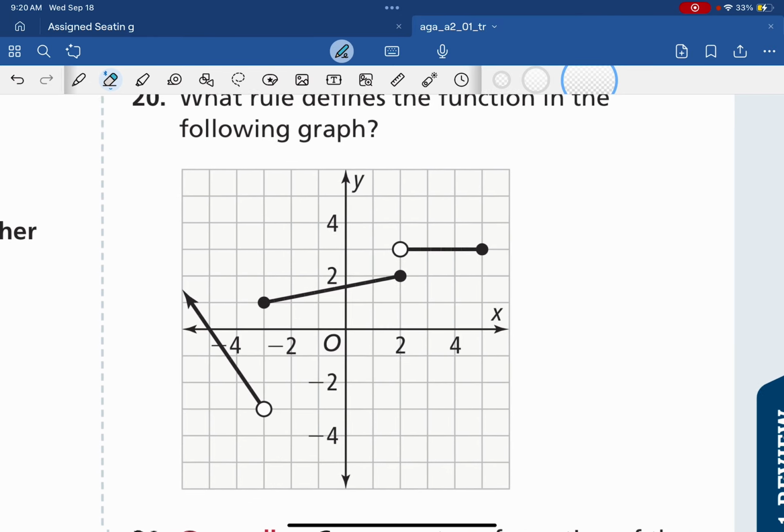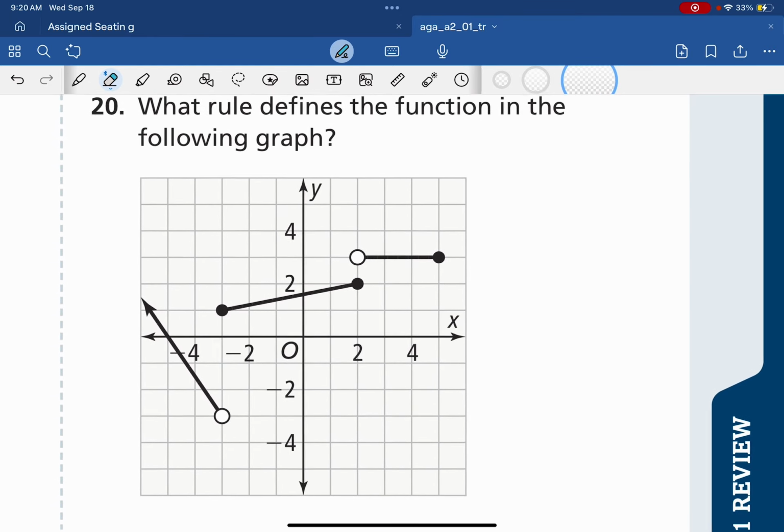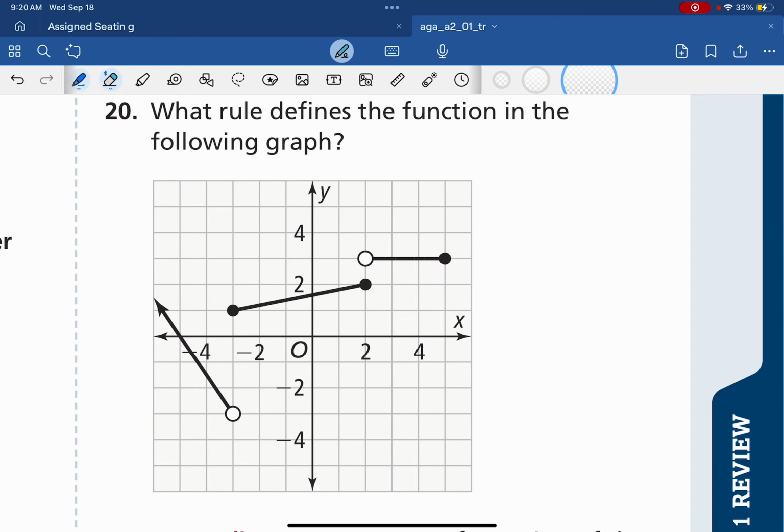Okay, so this is me going the other way. What rule defines the function in the following graph? Right off the bat, I can see that I have 3 distinct pieces in this piecewise function. I have this piece in blue.